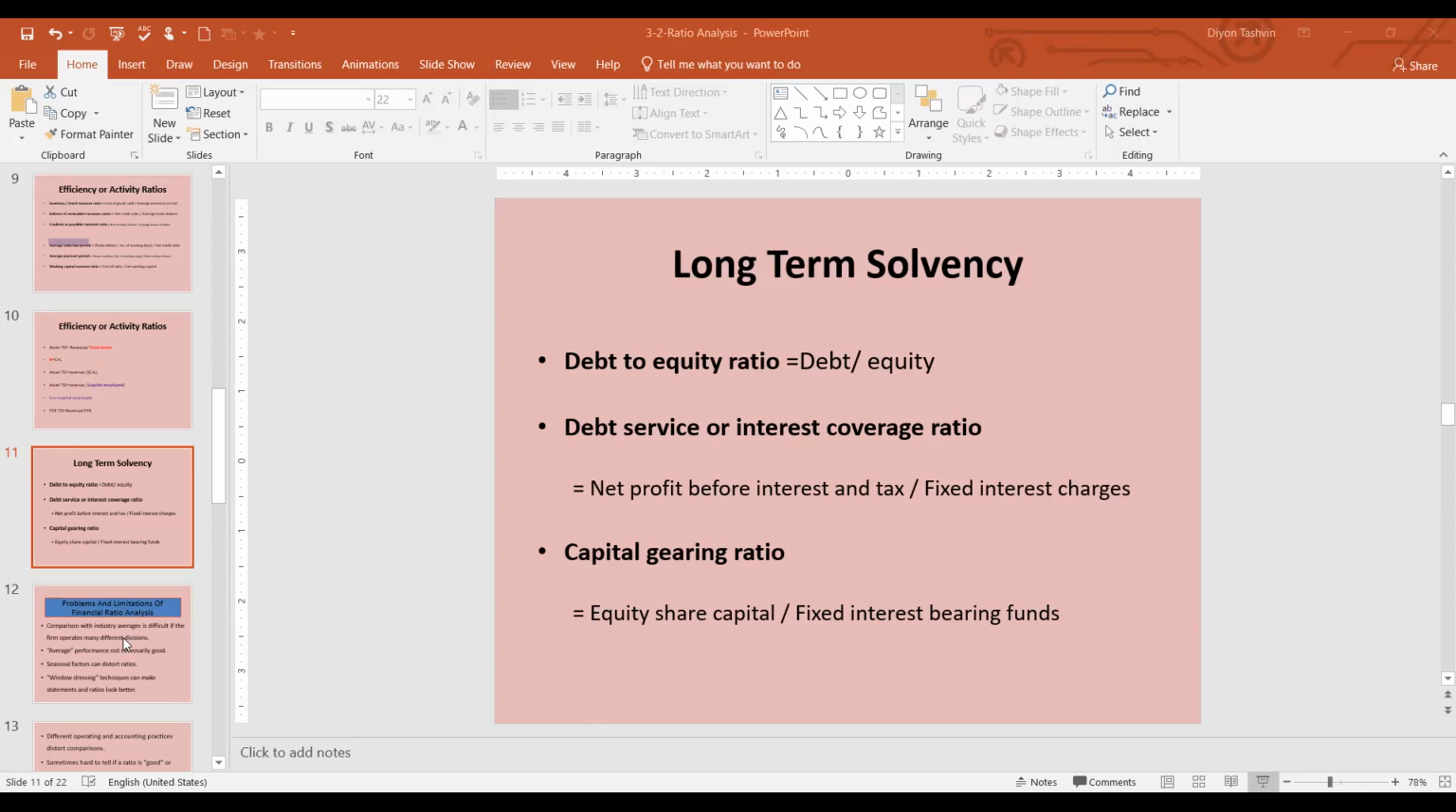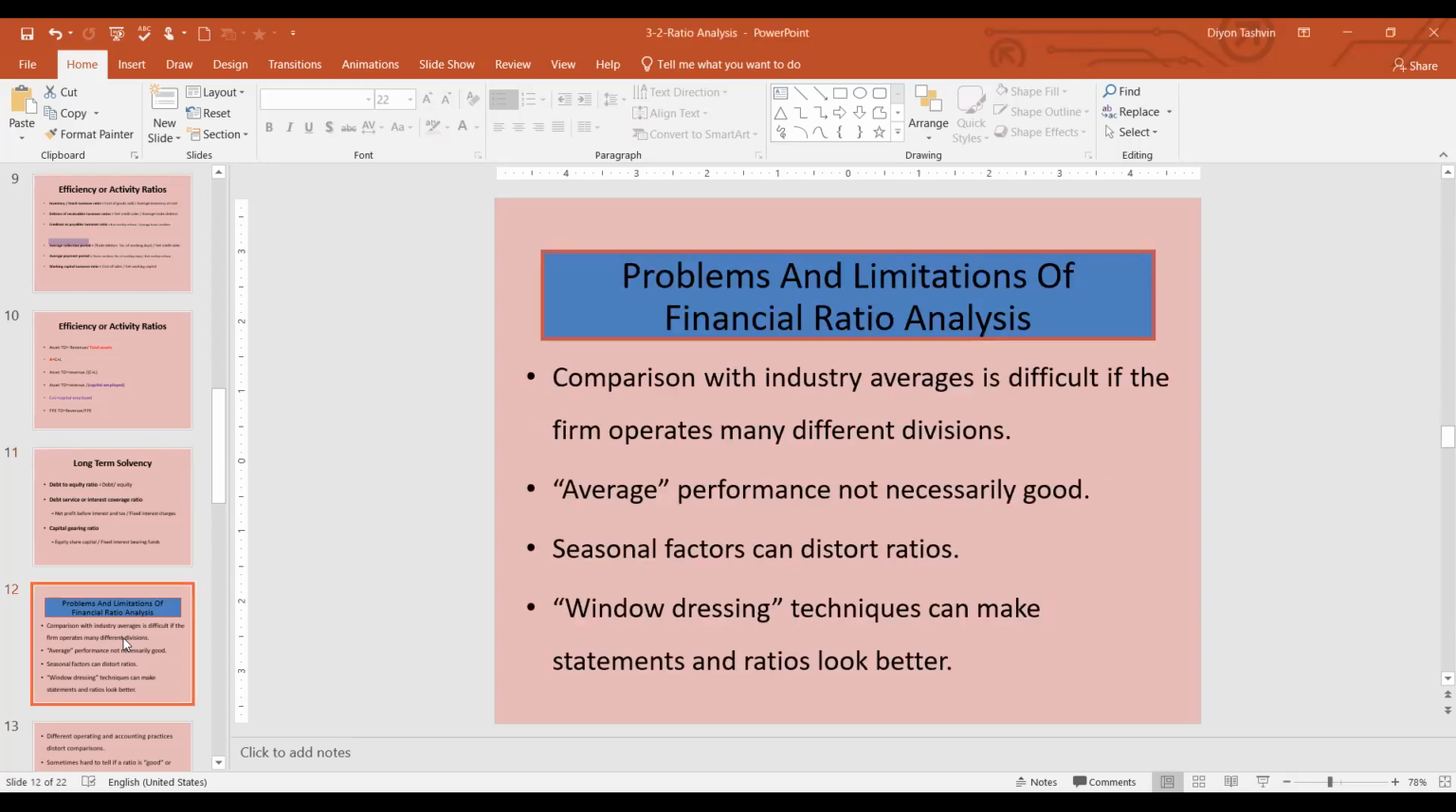So then let's see in the next one, what are the problems and limitations of the financial ratio analysis? We know that, right? In the ratio analysis, even though it gives so many benefits for us, comparing with the industry average is difficult for a firm operating in many different divisions.